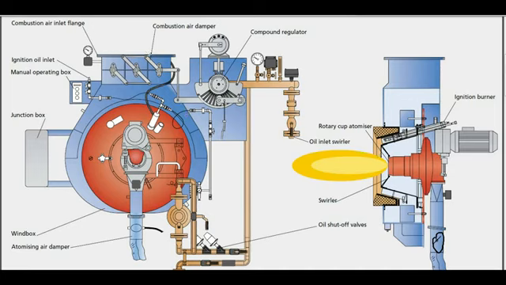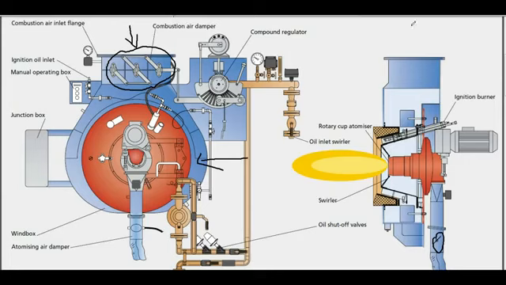Let's now see where the secondary air comes from. So from the forced draft fan, the secondary air comes here through the wind box. It reaches the combustion chamber or the furnace. So this is the wind box, and the main point you have to note here is these dampers. The damper over here is controlled by the compound regulator, which I explained already.